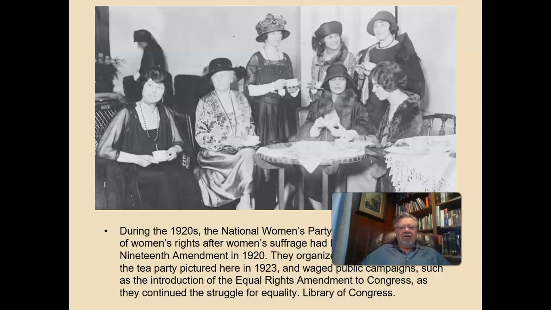During the 1920s, the National Women's Party fought for the expansion of women's rights after women's suffrage had been secured by the 19th Amendment in 1920. If you remember, the National Women's Party was founded by Alice Paul, a Quaker woman with a PhD in political science. They organized private events like the Tea Party, pictured here in 1923, and waged public campaigns such as the introduction of the Equal Rights Amendment to Congress as they continued the struggle for equality.